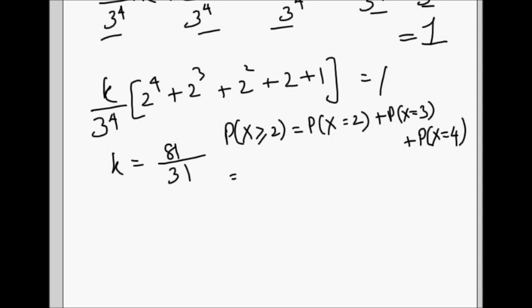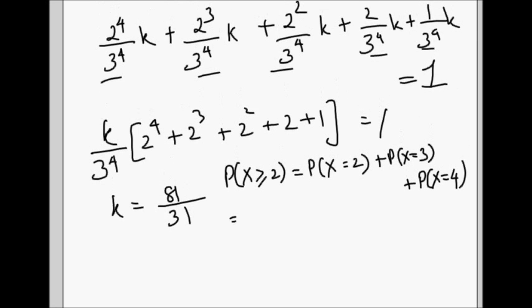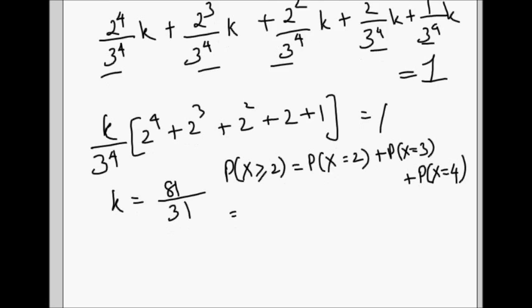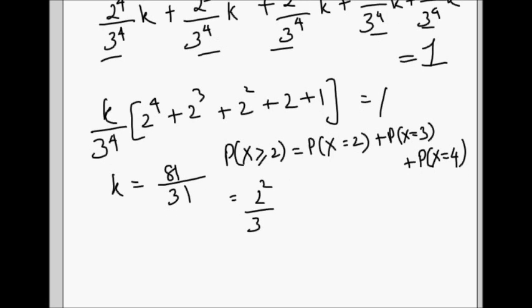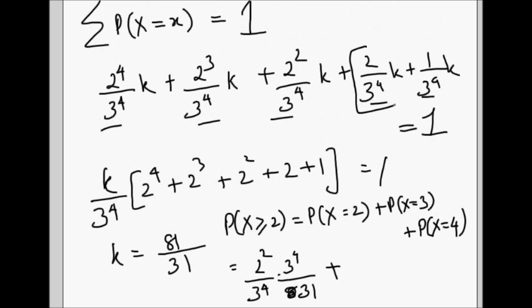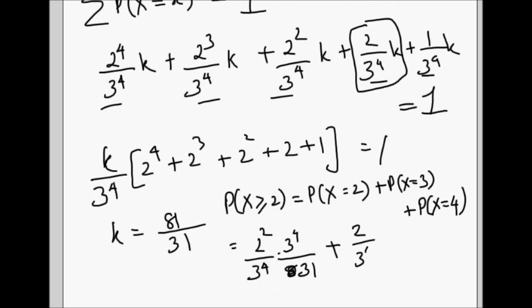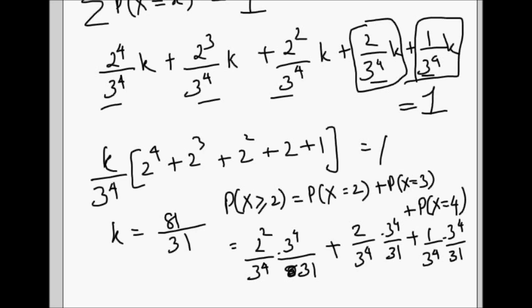Now you can substitute the value of k here. p of x is equal to 2 was 2 square over 3 power 4 k, so this would be 2 square over 3 power 4 times 3 power 4 over 31, plus 2 cube, p of x is equal to 3, which is 2 over 3 power 4 times 3 power 4 over 31, plus x is equal to 4, which is 1 over 3 power 4 times 3 power 4 over 31.